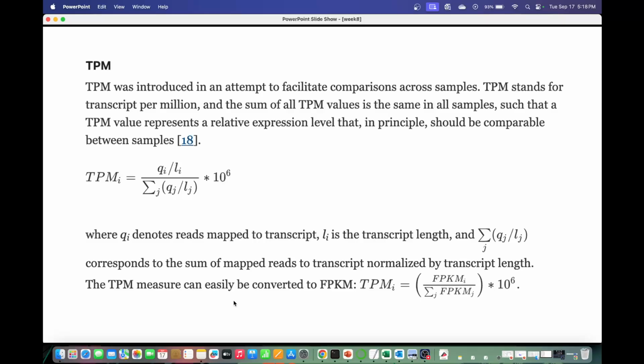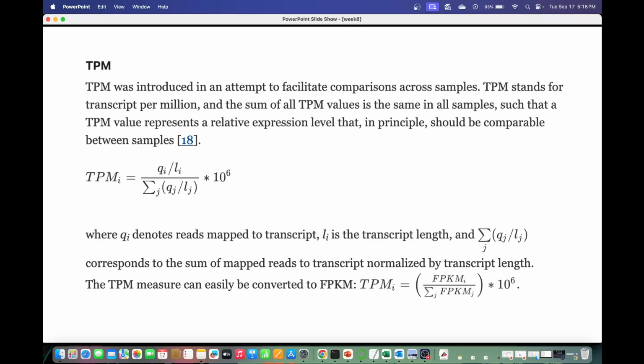The TPM measure can be easily converted from FPKM, where you divide the FPKM by the sum of all the FPKM of all the reads that are there, and you multiply it by 10 to the power 6.